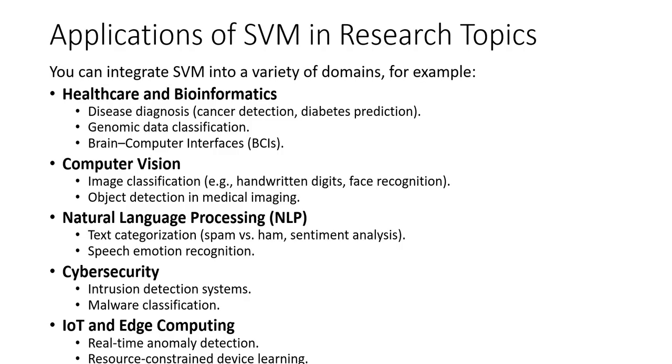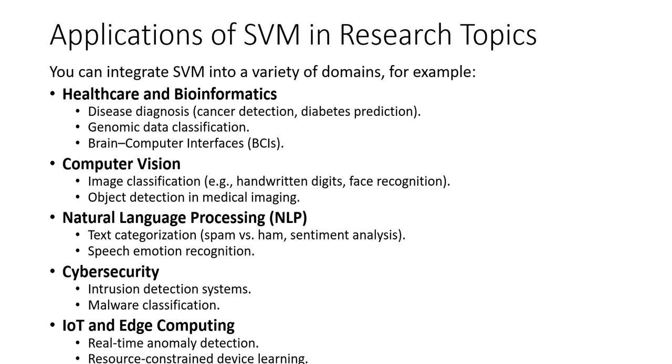So the last one is IoT and edge computing. Finally, we will discuss this technology, the Internet of Things. It connects sensors, machines, vehicles, smart devices, and many other systems. These devices continuously generate data, and analyzing this data in real time is a major challenge. So SVM can be used for real-time anomaly detection.